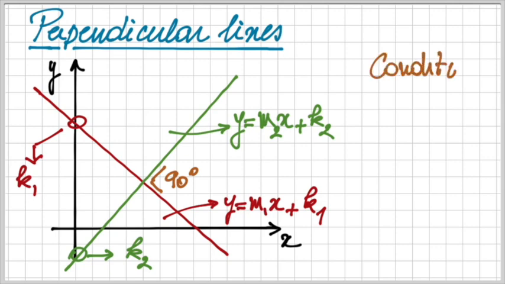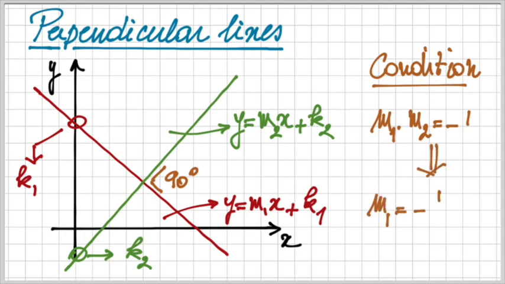When we look at this, we can prove that the condition for perpendicularity is in fact that the product of the two slopes m1 and m2 is equal to minus 1. We can also express m1 as a function of m2, and we can say in this case that m1 is equal to minus 1 divided by m2, and reciprocally we can also say that m2 is equal to minus 1 divided by m1.